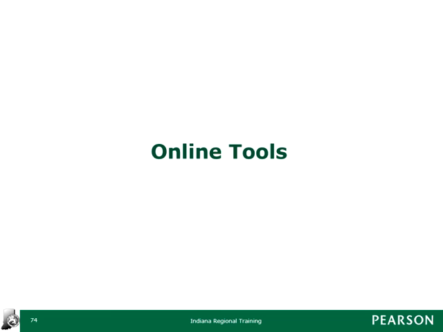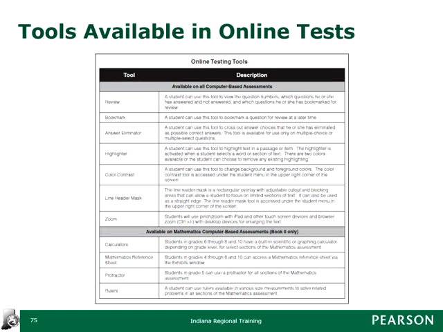Let's discuss online tools that will be available to students from within the online test. This table lists all of the tools that will be available to students taking online assessments. This list can be found in each grade level examiner manual. All students will have access to these tools. Students in grades 3 through 5 will require an accommodation to have access to the calculator for the iStep Plus math assessments. All students in grades 6 and higher will have access to built-in calculators within their math assessments.